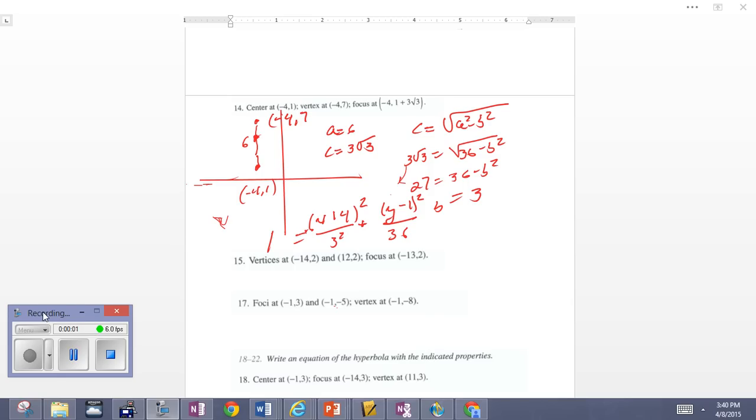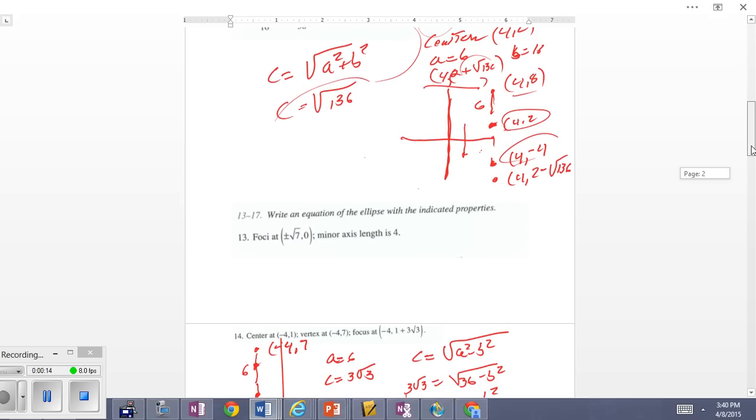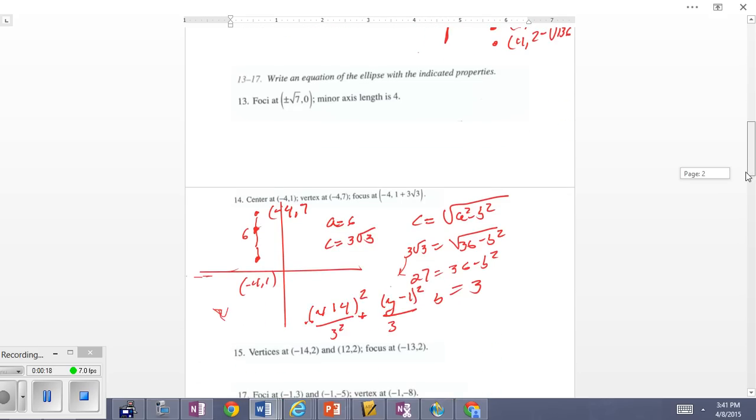Well, here we go. Let's take a look at a few more of these problems off the worksheets. Let's look at problem number 14. Let's see what we're asked to do here. Okay, it's asking us to write the equation of the ellipse. So we know it's an ellipse.